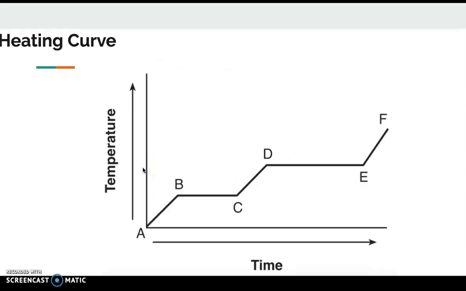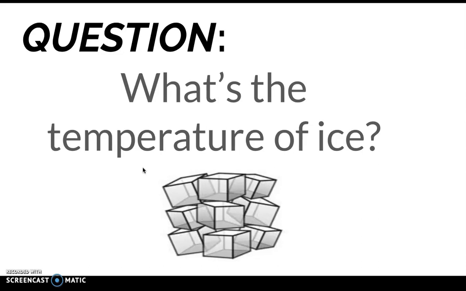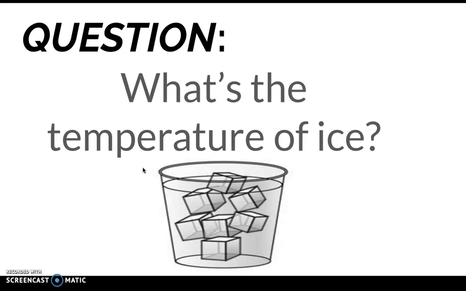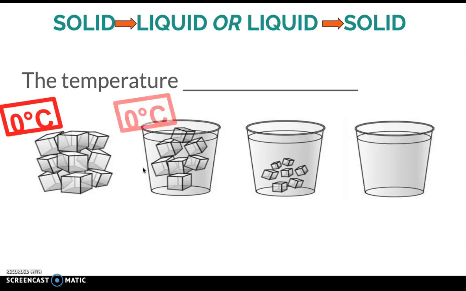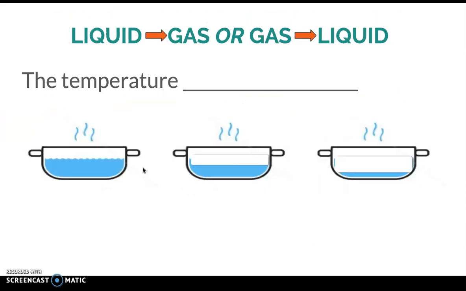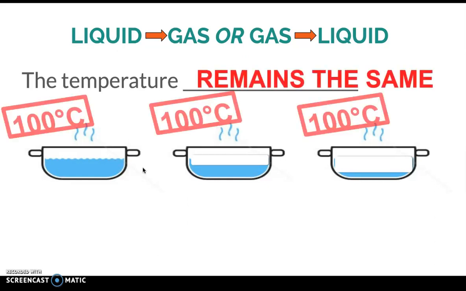So today's objective was to analyze the heating curve using the phase changes and the phases in order to understand it. But before we get into that, our question of the day is, what is the temperature of ice? And how is this going to help us understand the heating curve? As ice is melting, the temperature throughout the whole process is going to be 0 degrees Celsius. And same goes for as a liquid is boiling, the temperature throughout the whole process is going to be 100 degrees Celsius, the boiling point of water. We're going to use water and ice as our main example for this lesson today. So the temperature remains the same.